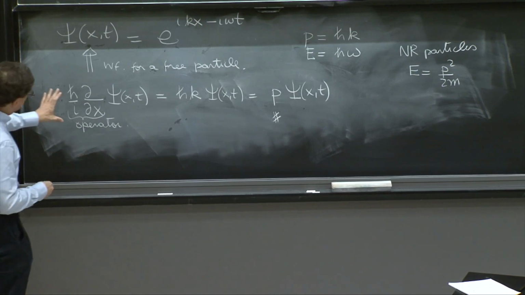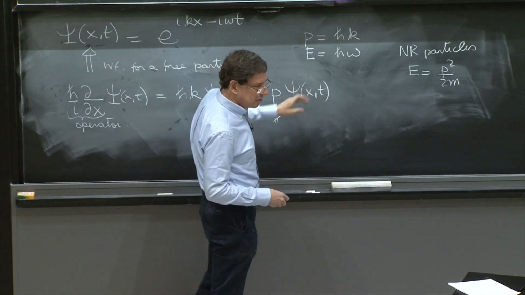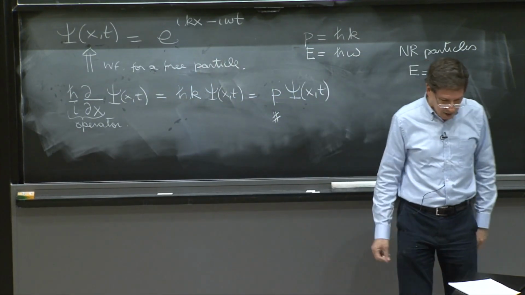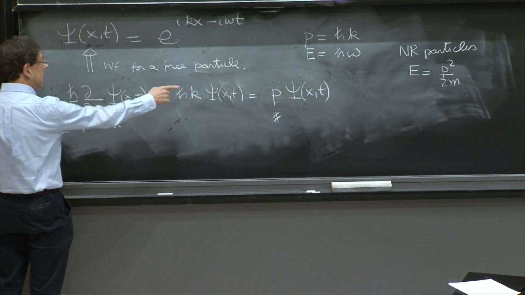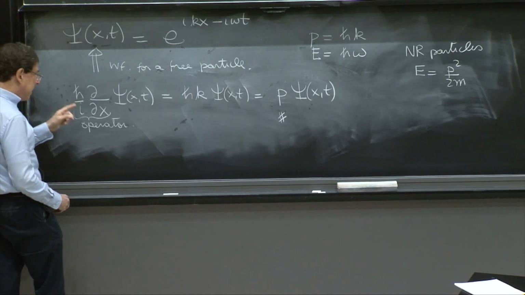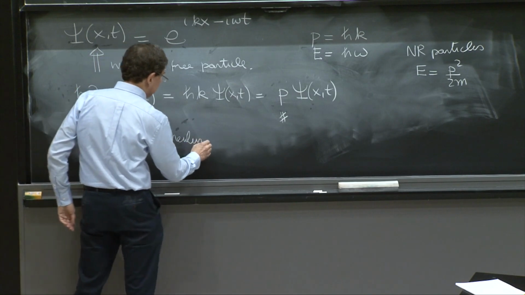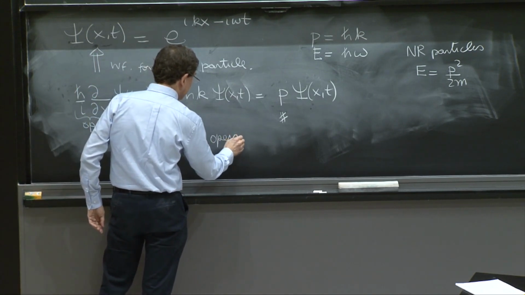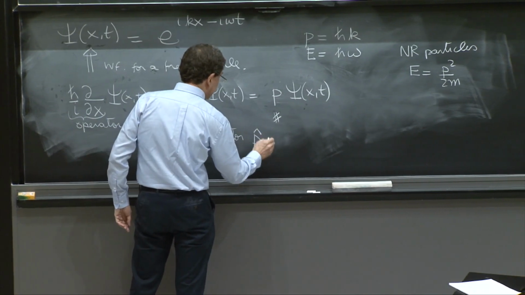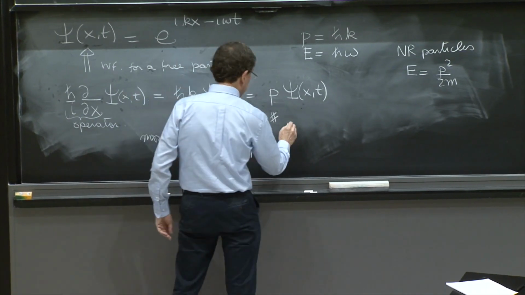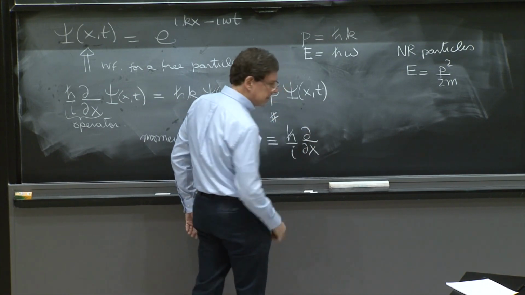So the operator acting on the wave function gives you a number times the wave function, and that number is the momentum. So we will call this operator, given that it gives us the momentum, the momentum operator. And to distinguish it from p, we'll put a hat. It is defined to be ħ over i d/dx.